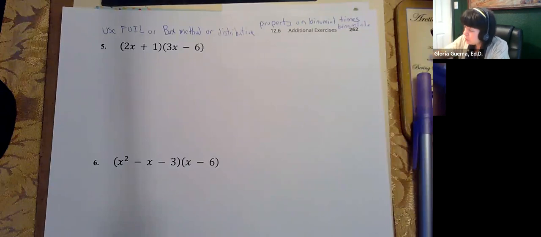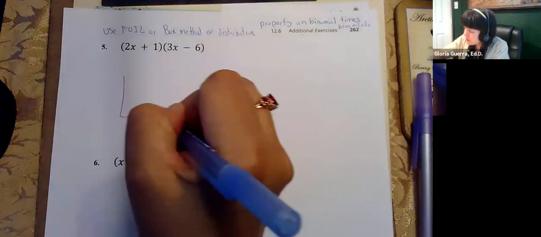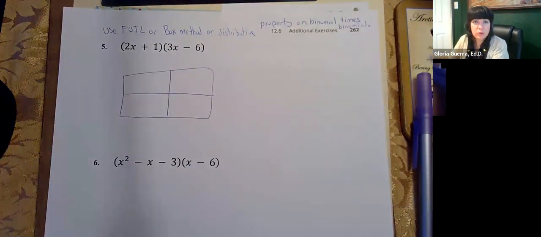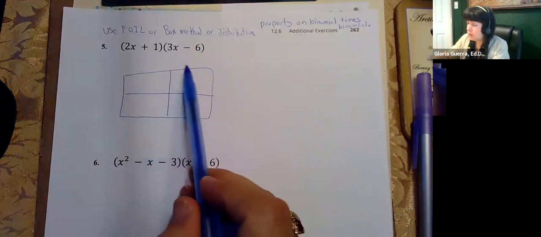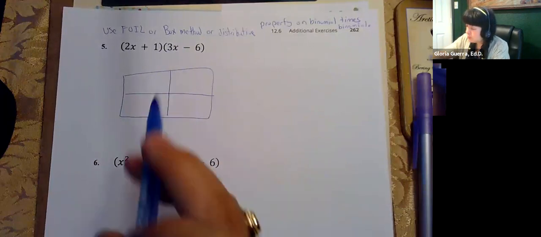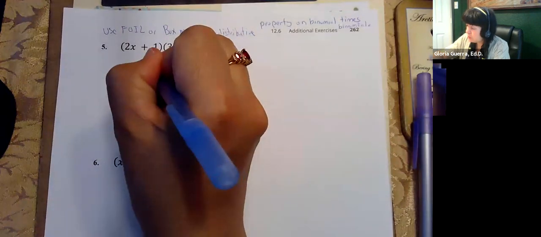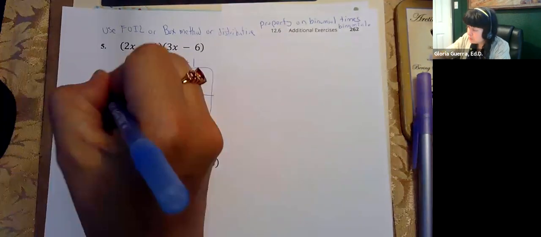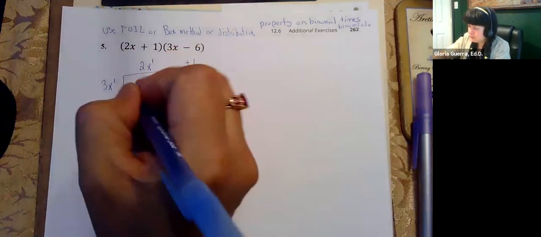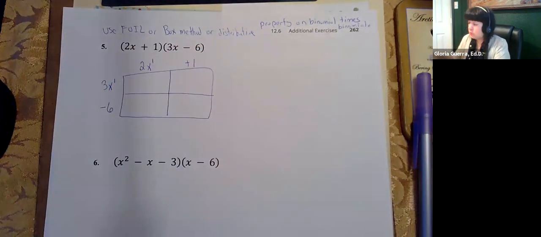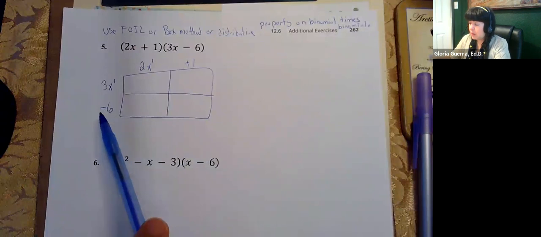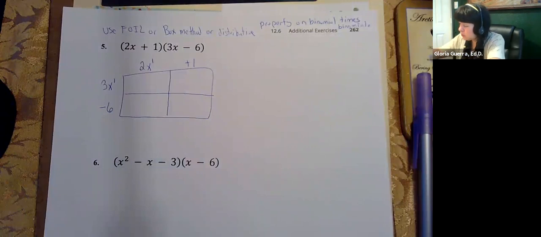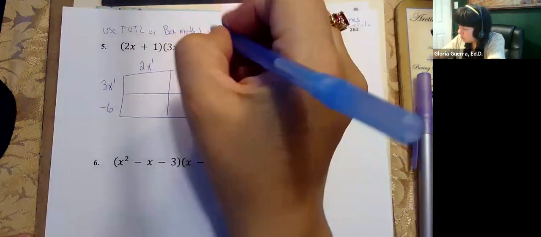With the box method, you just draw, in this case, a 2x2, because you do a binomial times a binomial. And you put one binomial across the top. So I'll just put the 2x plus 1 here. And then you drop the other one to the side. So I'll just put the 3x to the first power minus 6 here. Or vice versa. If you wanted to put the 2x plus 1 here and the 3x minus 6 there, you could. But you put one across the top. So you see, this is where our answer is going to go.